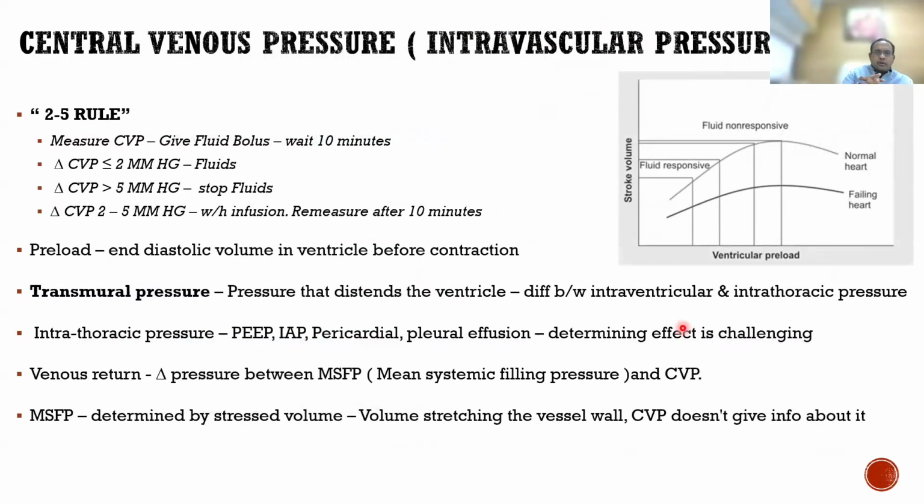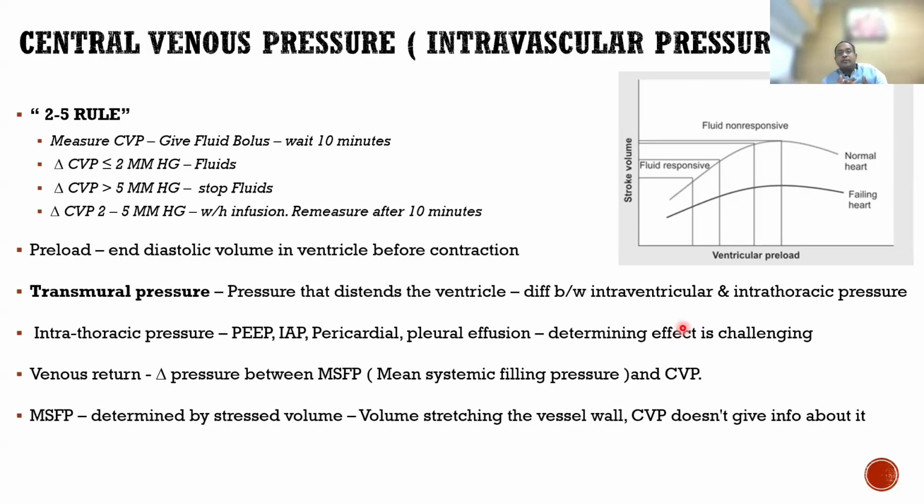This was the earlier rule many people used to follow, the 2-5 rule: we give fluids and measure CVP. If the CVP rise is less than or equal to 2 millimeters of mercury, we give the fluids again. If the CVP rise is more than 5 millimeters of mercury, we stop fluids. If the rise is between 2 and 5 millimeters of mercury, we re-measure after 10 minutes and then decide. Although Paul Marik has challenged this theory also, because we don't know where our heart is working on the Frank-Starling curve.